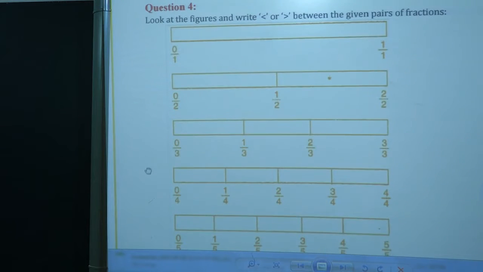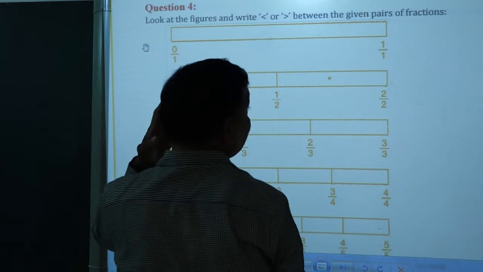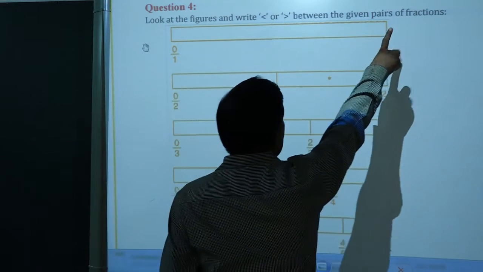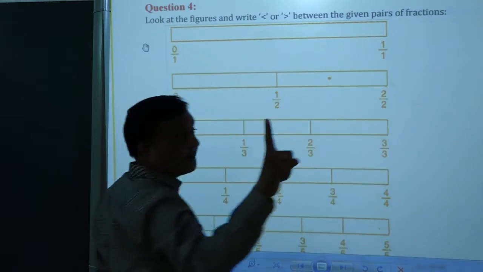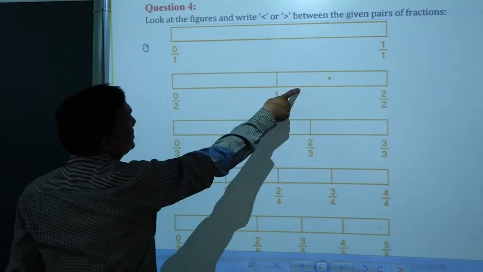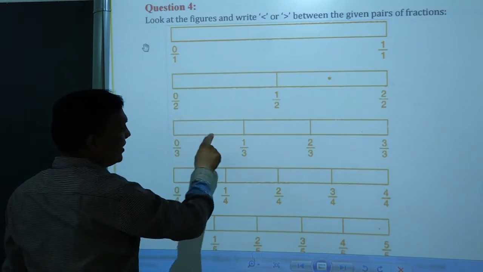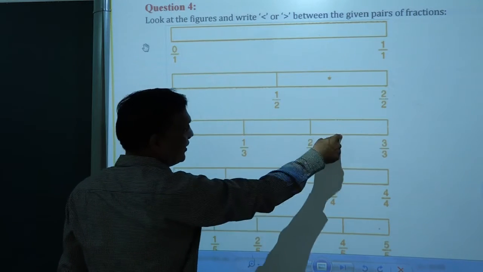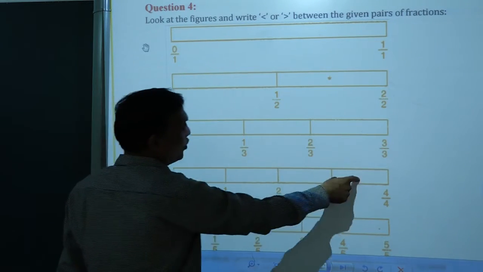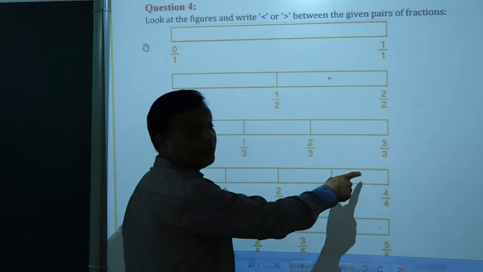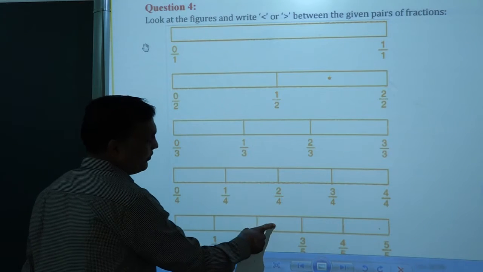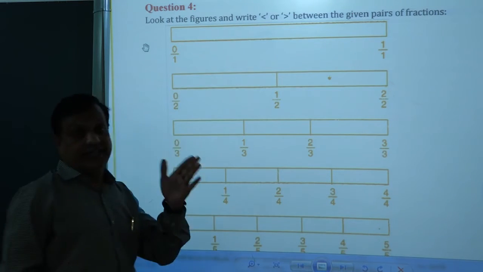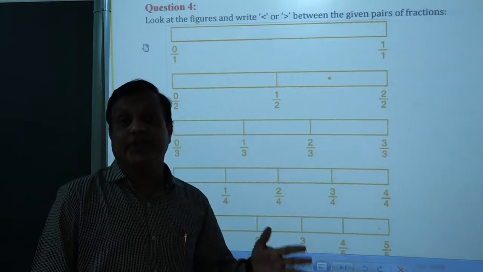Now question number 4. Look at the figure and write the greater than or smaller than sign between the given places. Now this is 0 and this is 1. This one is the full number. That one number is divided into 2 parts, half and half. Then again one number divided into 3 parts, 1 upon 3 each. Divided into 4 parts, 1 upon 4 each. Next, the same number is divided into 5 parts, 1 upon 5 each.